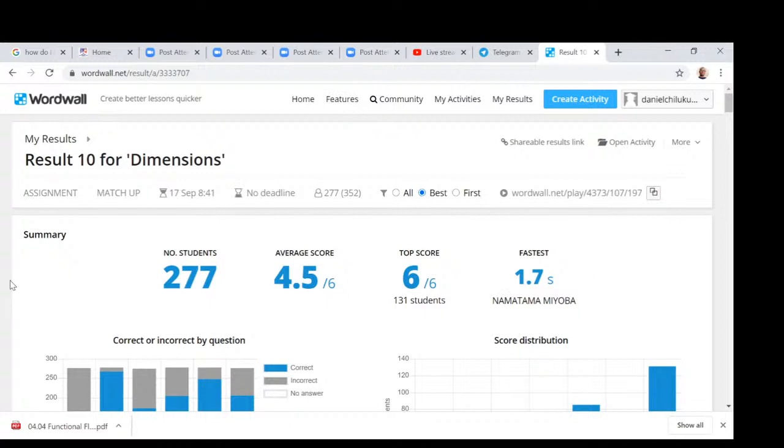Okay, so I think from this one, people didn't do very, very well. The average score isn't very bad. It is 4.5 out of 6. It means that in general, people did quite well. But then, only 131 students out of the 277 got everything correct. The first test in this case was the Namatama Mioba.